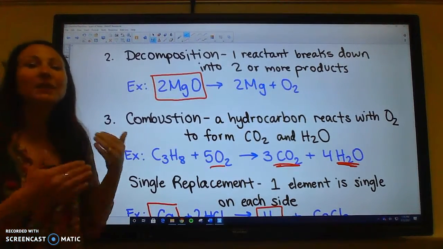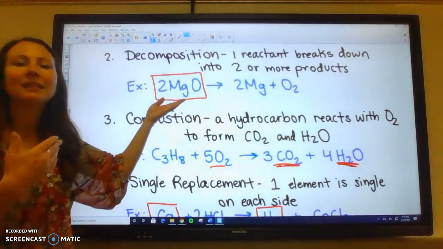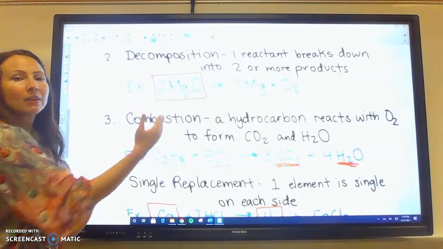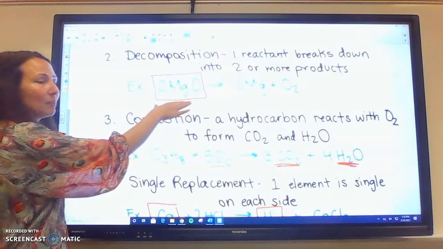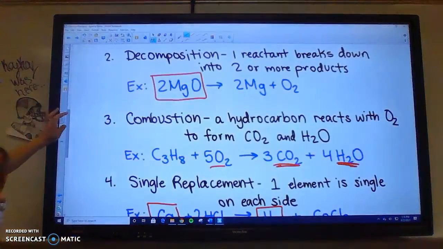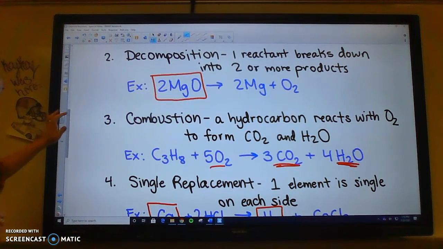So a decomposition is the opposite of a synthesis. You start out with one thing, and just like decomposing, same root word, you are breaking down into multiple pieces. So a decomposition has only one reactant, okay? And that's actually the same exact reaction, just written in the opposite order, all right?